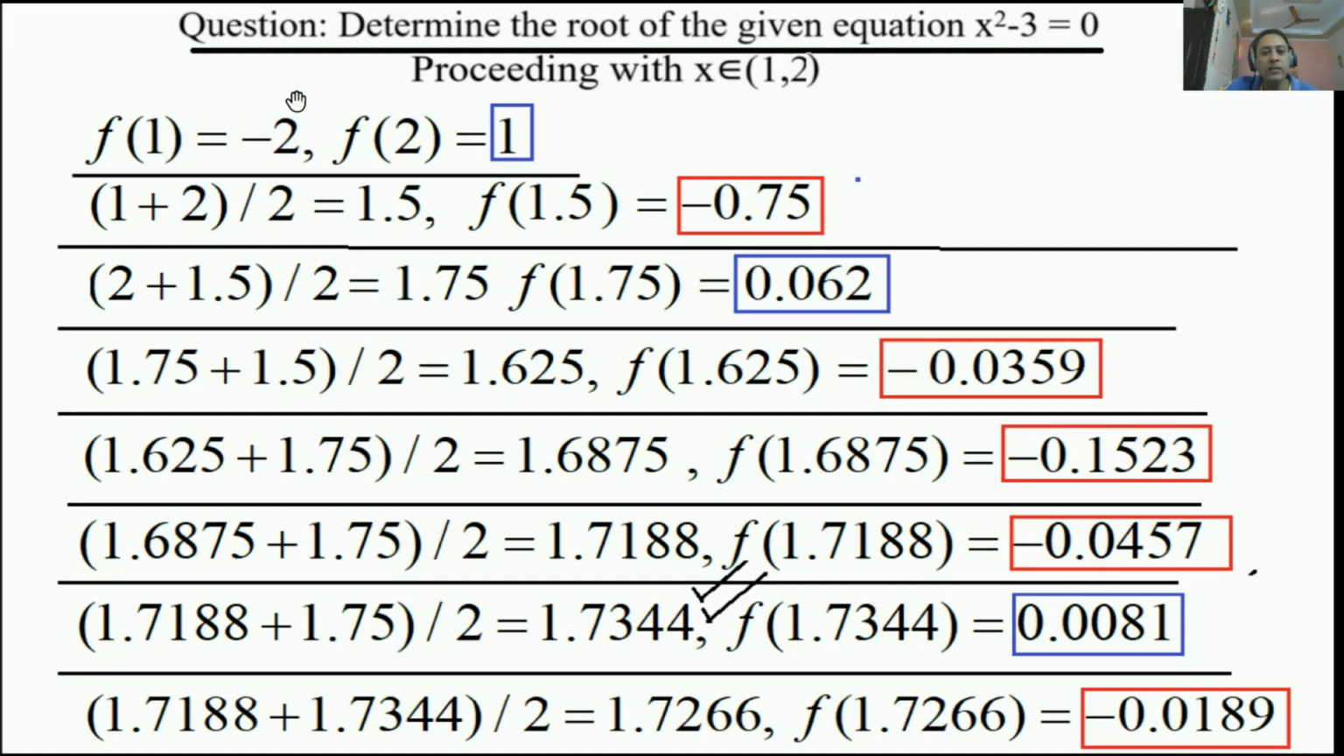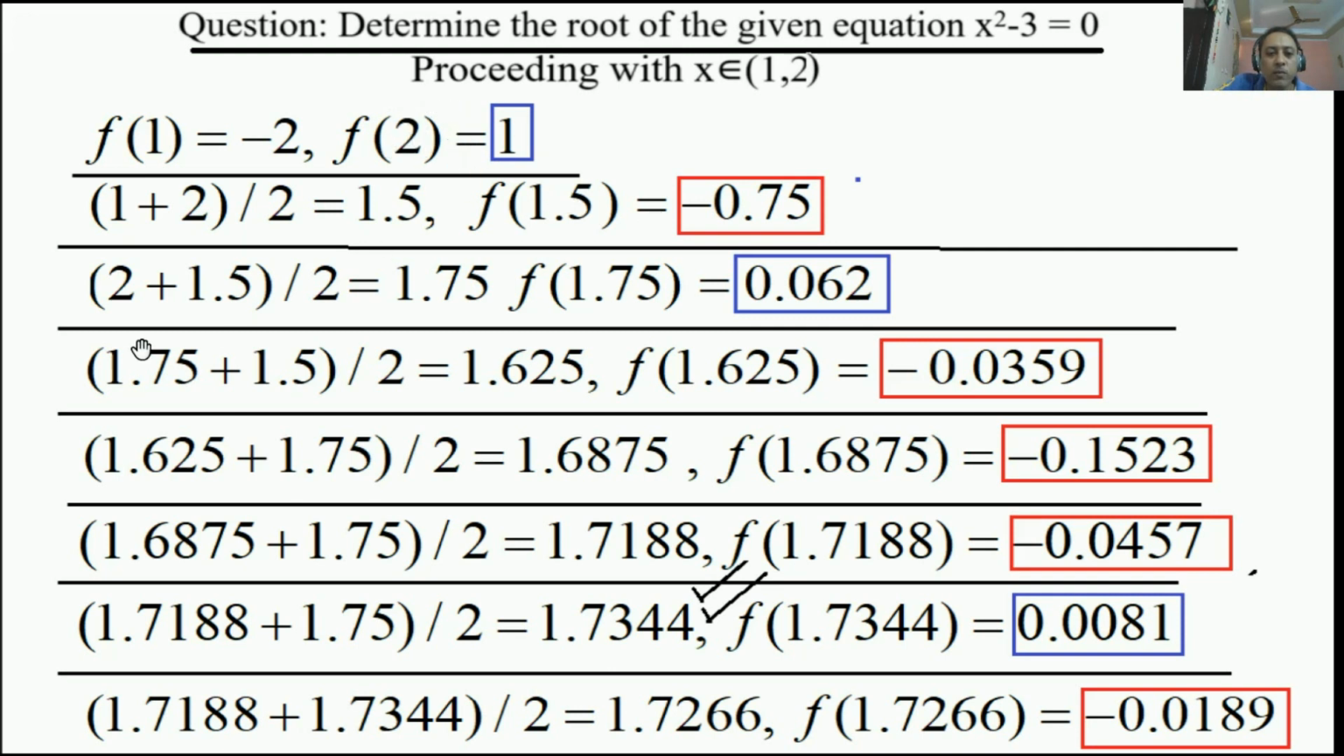Now take the average of these two numbers, 1 and 2. So (1 plus 2) by 2 is equal to 1.5. Putting 1.5 in place of x, f(1.5) equals minus 0.75. So I am going closer to 0. It is minus 0.75, which is negative. So the closest number to this 1.5 which is making f(x) positive is 2. f(2) is 1 and f(1.5) is minus 0.75.